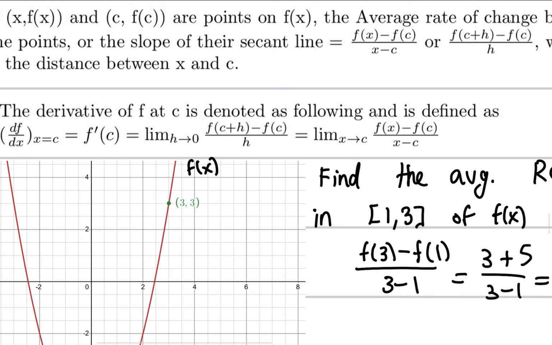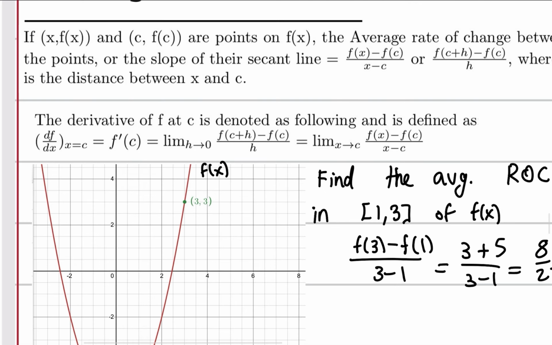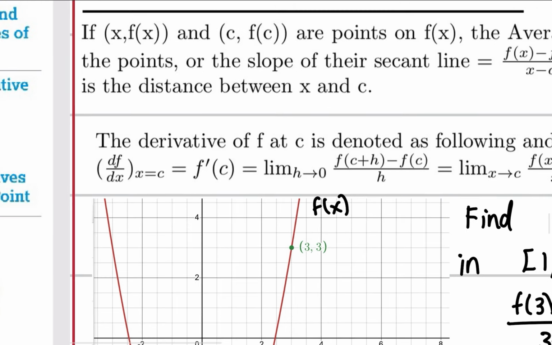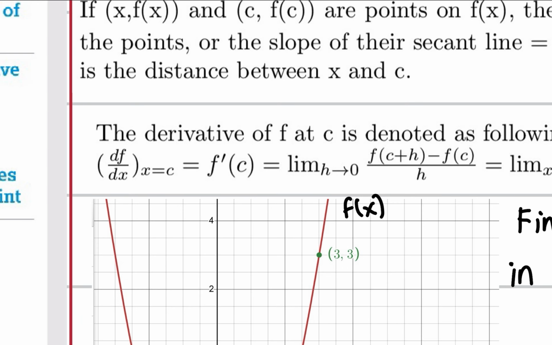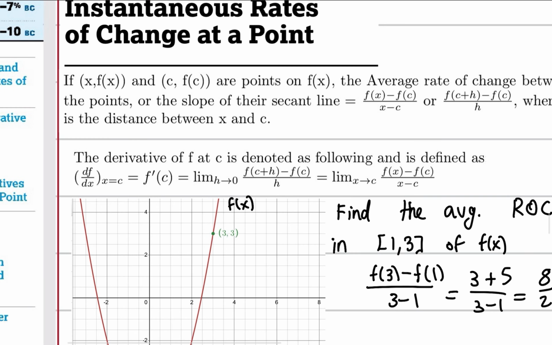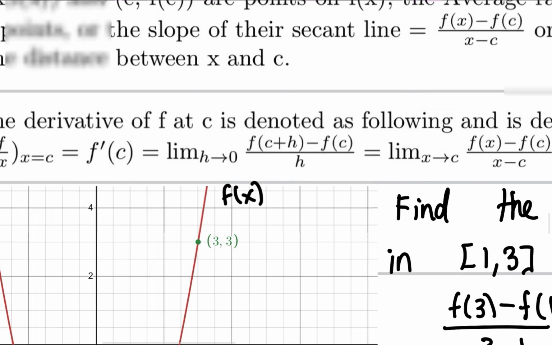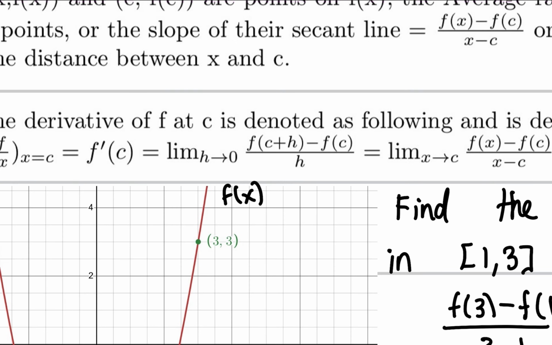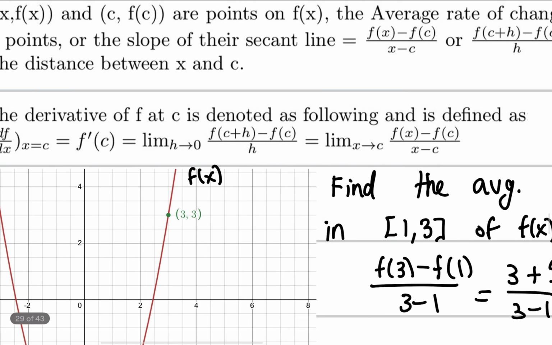So the derivative of f at c is denoted as follows and defined as. We have the Leibniz notation, which is df over dx, and you could put at x equals c. That's at a point, which is the same thing as saying f prime of c, and it's defined as the limit as h approaches 0 of f of c plus h minus f of c over h, or an alternative form, the limit as x approaches c of f of x minus f of c over x minus c.